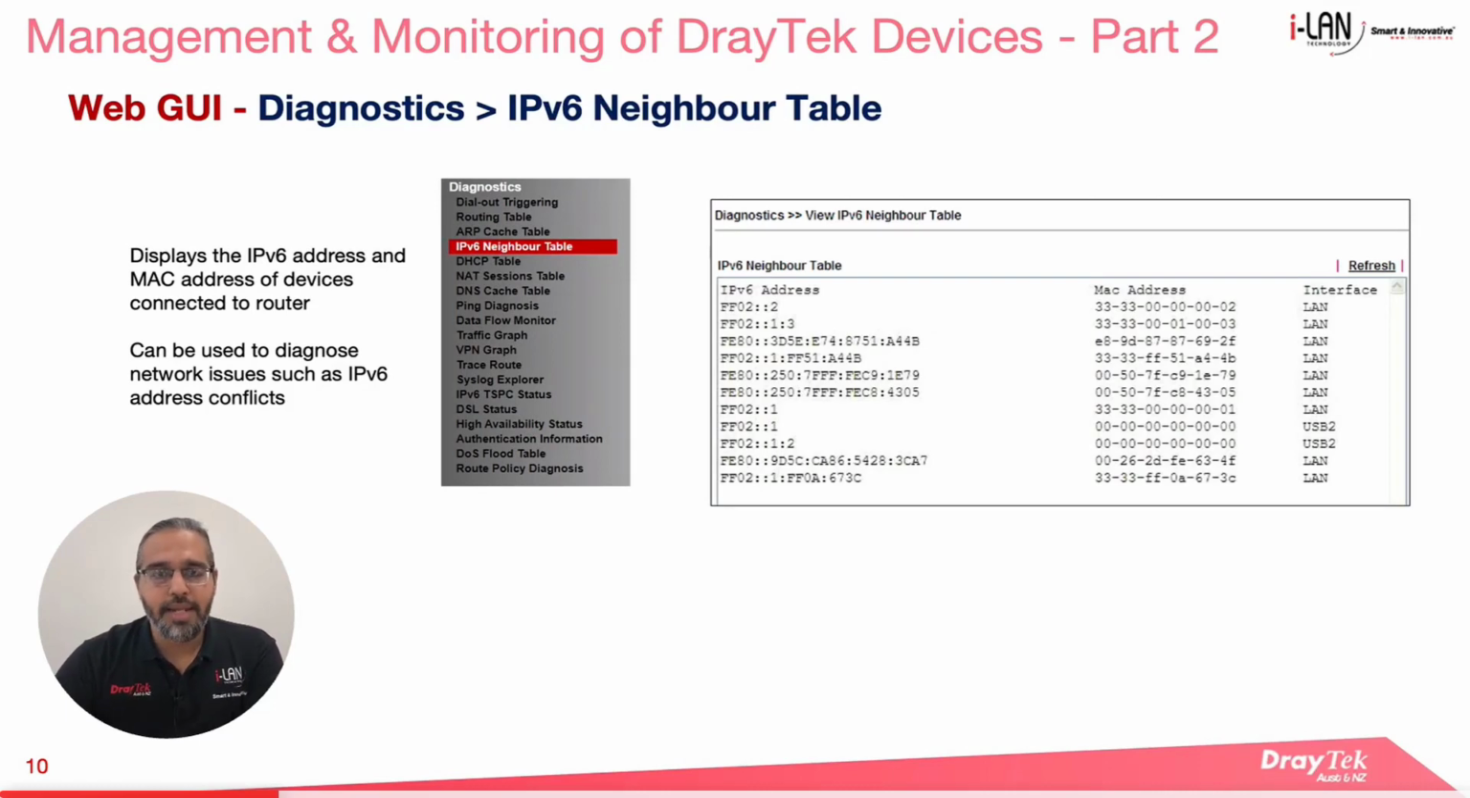Next item is IPv6 neighbor table. This displays the mapping between Ethernet hardware address, that is the MAC address, and IPv6 addresses. This information is helpful in diagnosing network problems such as IPv6 address conflicts.